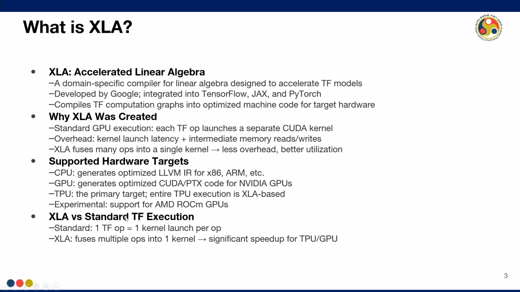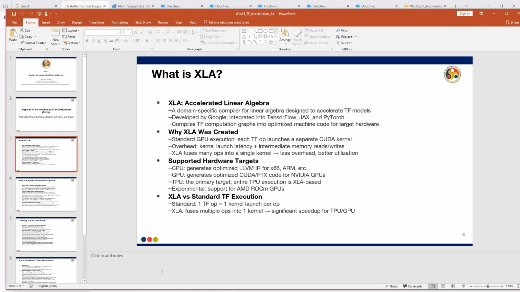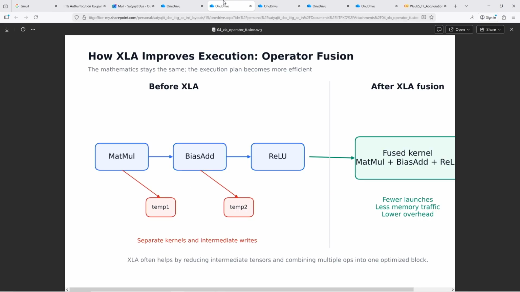XLA versus standard TF execution is a bit different. In the standard one, one TensorFlow operation equals one kernel launch, but in XLA it fuses multiple operations into one kernel and then launches it, which reduces the kernel launch time also. So we are talking about the fusion of the execution.